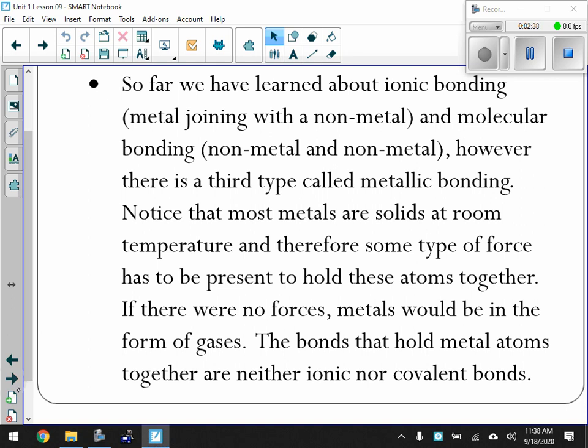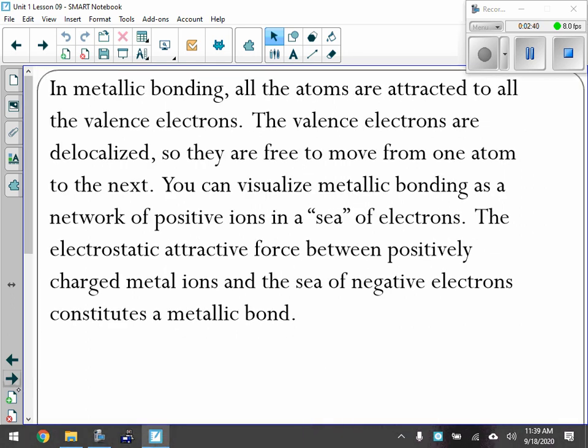All right, now you're going to have to copy this part here, and then we're pretty much done for the copying part today. But we're going to talk a little bit about what metallic bonding is and what it looks like. We'll do a couple of diagrams. Okay, so let's copy this here. I'll give you some time to do that.